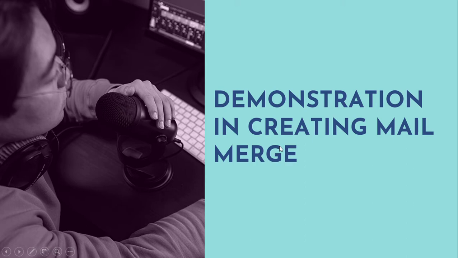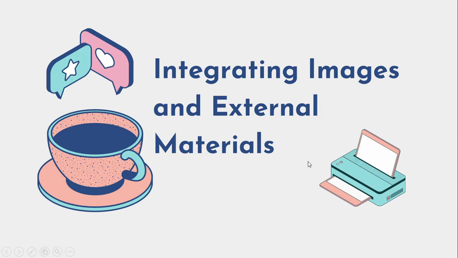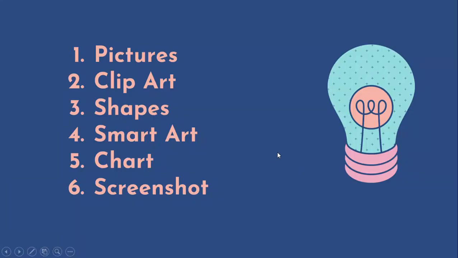And then integrating images and external materials. So what are these? We have pictures, clip arts, shapes, smart art, charts, and screenshots. What are these things, guys? When you say pictures, these are the images that we put in our document. Sometimes the default format is actually a JPEG. Those are the most common pictures that we get from Google. And if you have some images saved in our device, we also use those to integrate in our document.